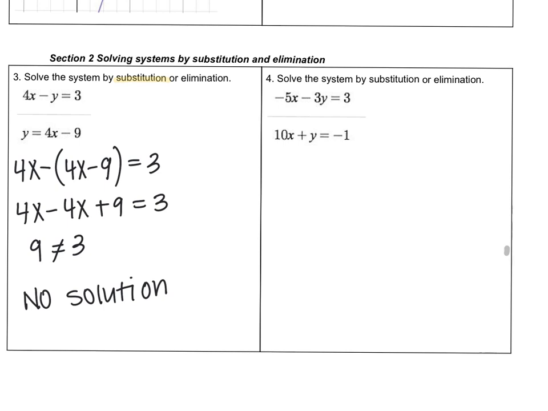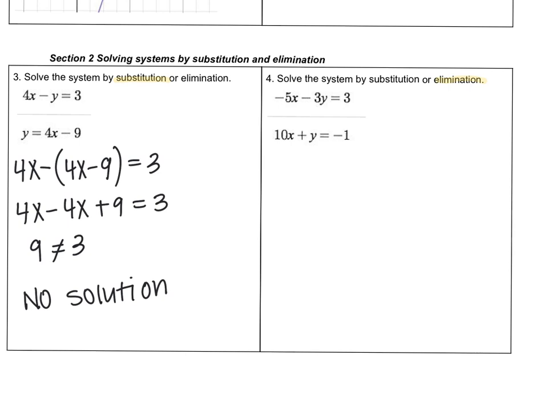For our second system, we have negative 5x minus 3y equals 3 and 10x plus y equals negative 1. I'm going to use elimination here. I could use substitution, but I'm going to give you an example of elimination. So I have to decide which variable I want to eliminate. Looking at my system, both my variables already have opposite signs, so I don't have to worry about multiplying by a negative. So then it just becomes, do I want to eliminate x or y?